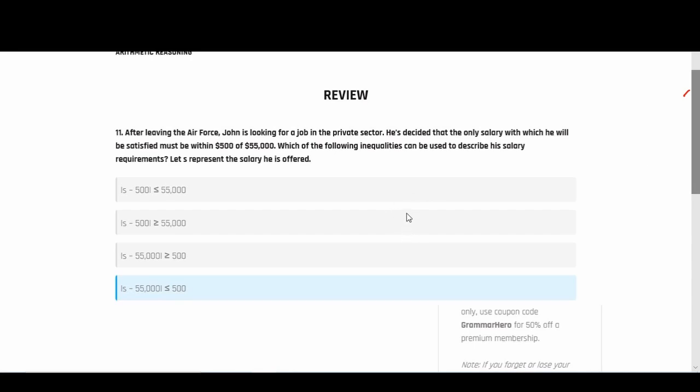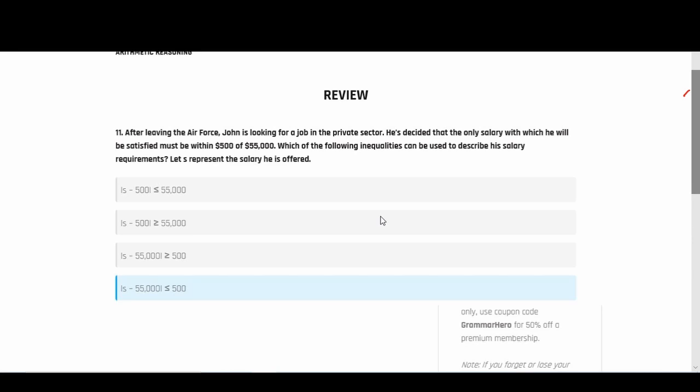Right, number 11 says, after leaving the Air Force, John is looking for a job in the private sector. He's decided the only salary with which he'll be satisfied must be within $500 of $5,500. Which of the following inequalities can be used to describe his salary requirements? Let S represent the salary he's offered. Okay?